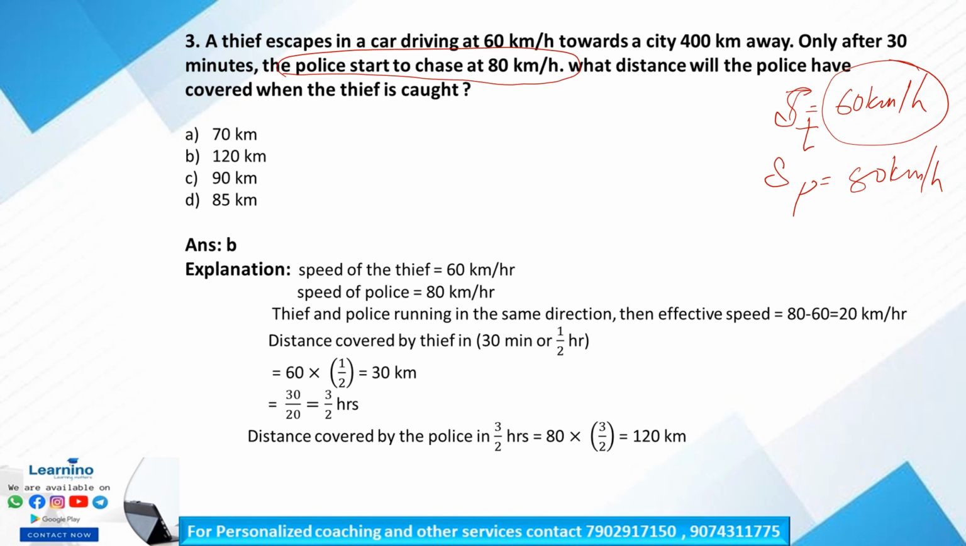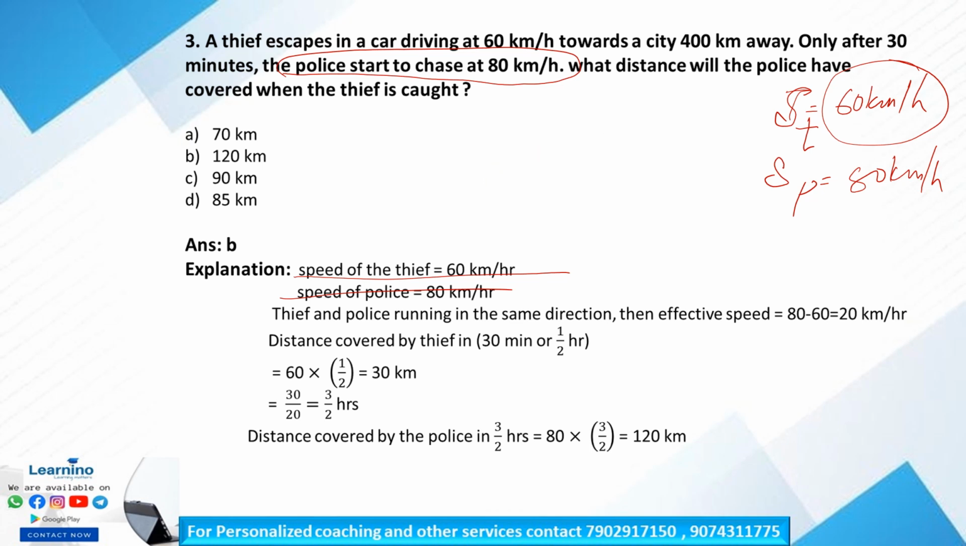We have been given the speed of the thief, 60 kilometers per hour, and the speed of the police, 80 kilometers per hour. The thief has to cover 400 kilometers, so this is the total distance to be covered by the thief. Our question is what distance will the police have covered when the thief is caught by the police?